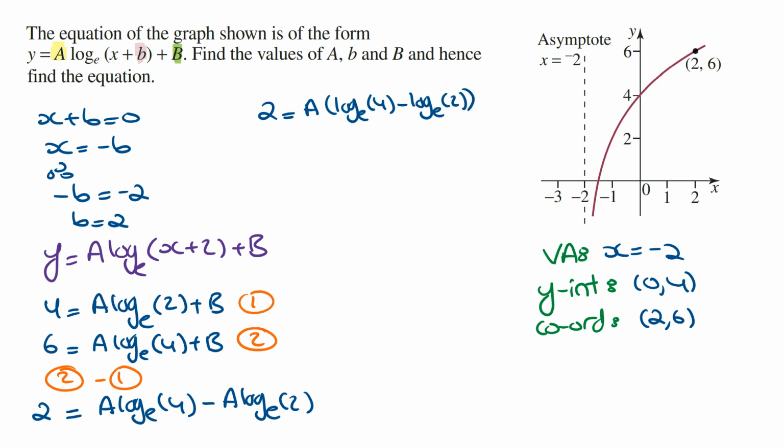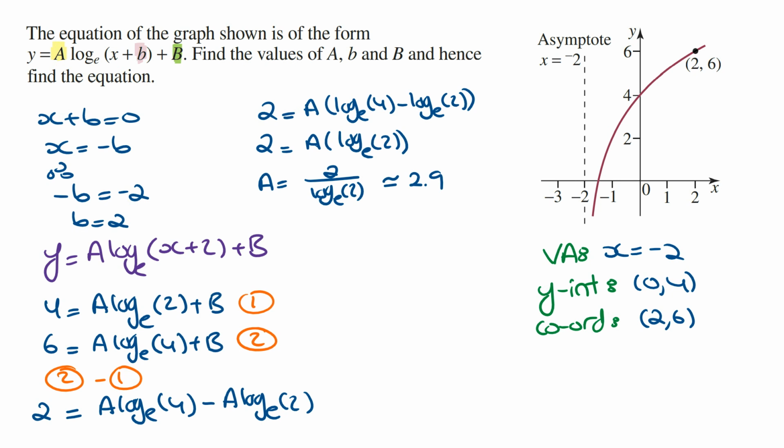We now have the difference of two log functions, and so applying the log laws, we can write this as 2 is equal to A times log e of 4 divided by 2, which is just 2. And now dividing both sides by log e 2, we can solve for A. And so A is going to equal 2 divided by log e of 2. And using your calculator, this is approximately 2.9 correct to 1 decimal place.